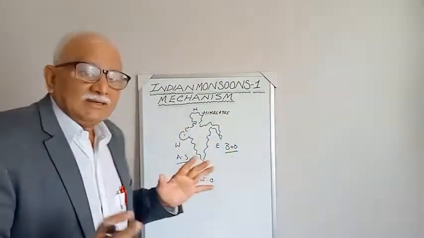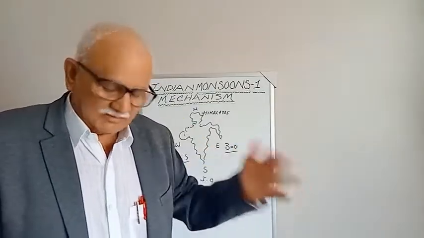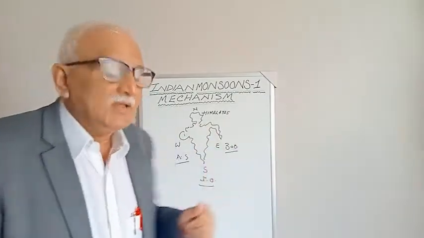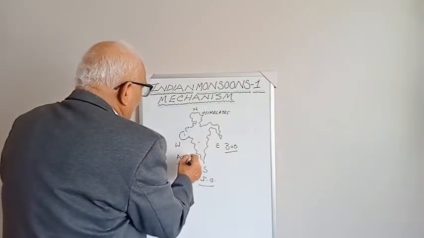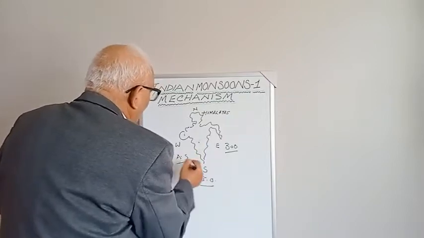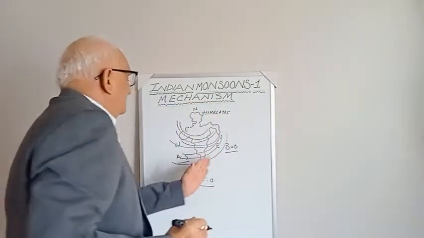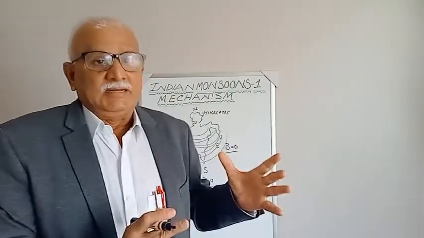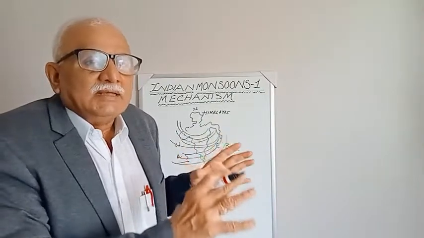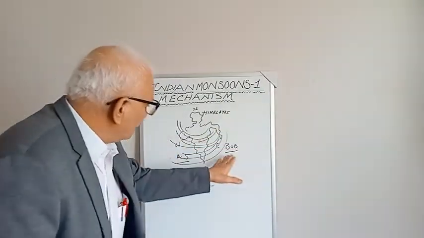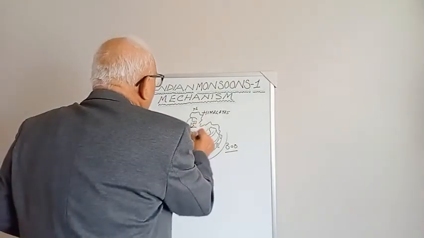Now, generally, what happens during the months of March, April, May, or April, May? The land mass gets heated up extensively. So there is a pressure gradient predominantly from the southwest direction. Land mass gets heated up during March, April, May. So there is a relatively high pressure over the Bay of Bengal, Indian Ocean and Arabian Sea, and a low pressure here in the Indian subcontinent.